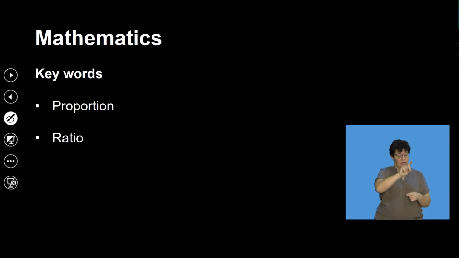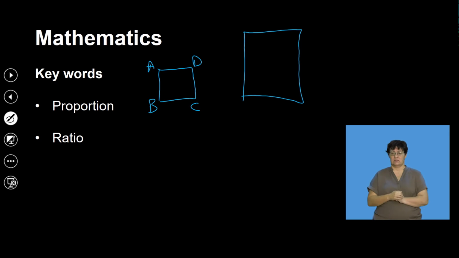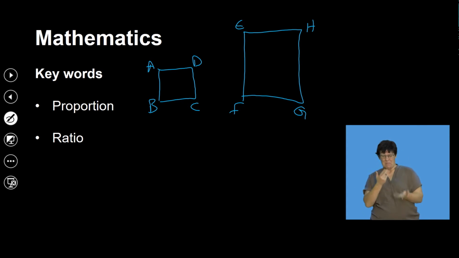So let me just give you a quick explanation of what a proportion means. Proportion means that, let's consider maybe I have square A, B, C, D, right? And also another square here, which is, just assume that it's a square, although it's not drawn to scale. E, F, G, H, right? Both of them are squares. I just didn't draw them to scale.